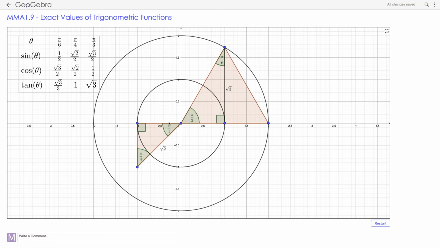This derivation is not something I expect you to remember, but you should remember that for these three values of the angles, there are exact values, and you should be able to look these up. I don't expect you to learn these by heart either, but you should know where to find them, okay?